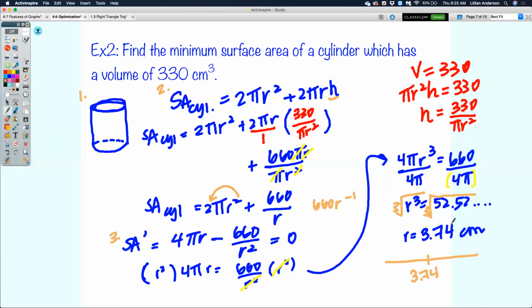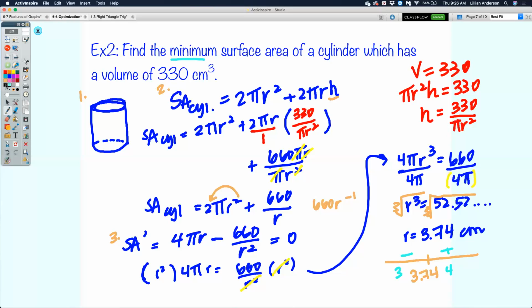Another reason why you want to do the number line: let's say you got 2 solutions when you solved for r. One of them is going to be a minimum, the other one's going to be a maximum. So then you would need to do the number line to figure out which one is the minimum, okay? So again, you pick a few test points, you plug them into the derivative to see if it produces a negative and a positive. Again, 3 and 4 would go into the derivative. And yes, 3.74 is the radius that will produce a minimum surface area.